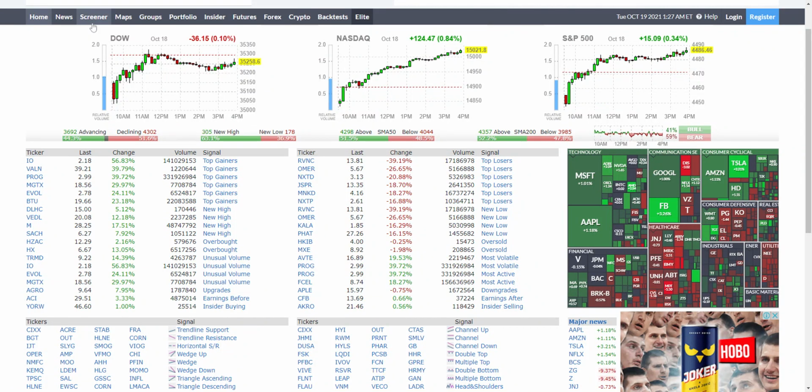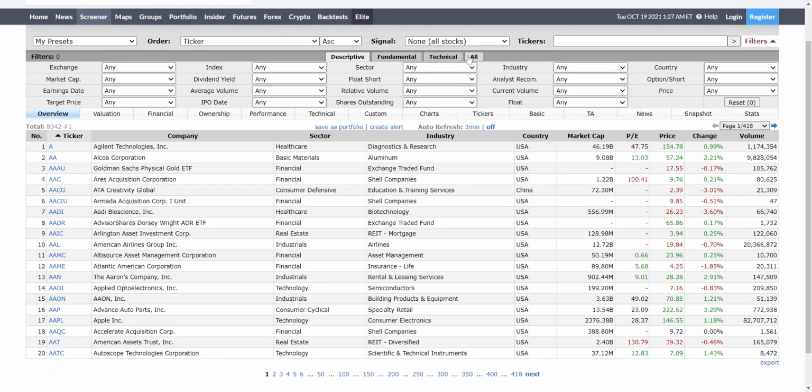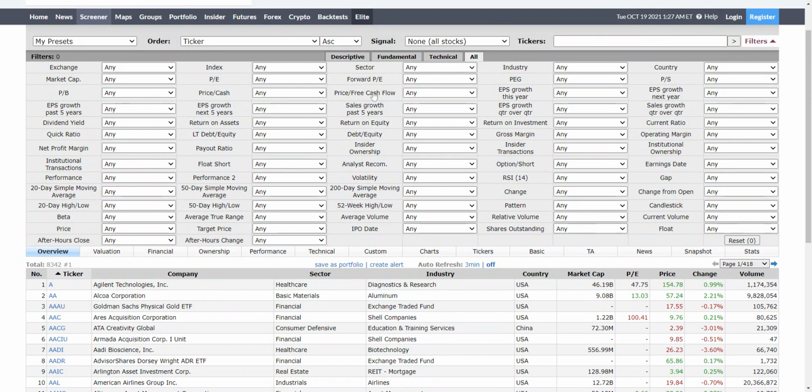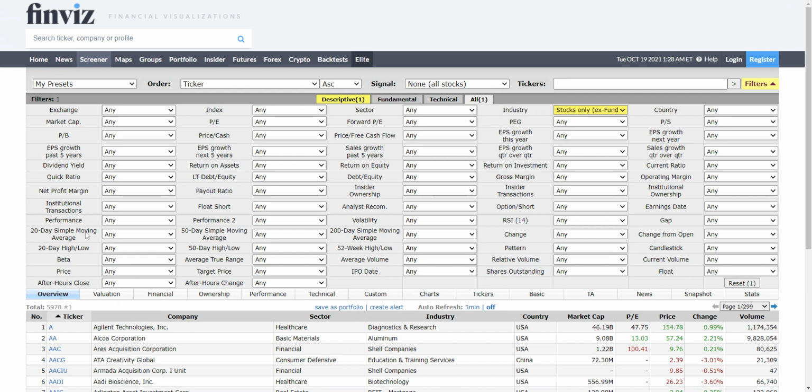Finviz.com. The second thing, screener. Go ahead, click on screener. Then I always go ahead and click on all. So you're sent to this kind of page. The first thing that we're going to be looking for will be the price. So now, first of all, will be the industry. We're only going to be looking for stocks.